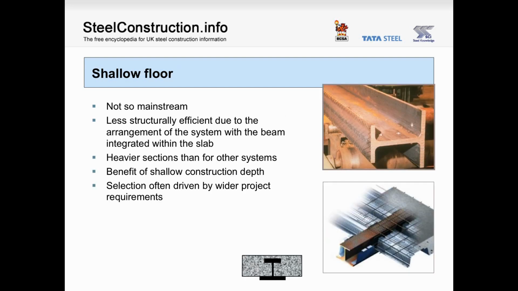The final one of the three systems is the shallow floor system. It's not so mainstream due to the fact that it's structurally less efficient than the other systems and therefore heavier. However, it does have the benefit of being shallow as it incorporates the beam within the slab. Its use is therefore often driven by limitations on floor zone depth for a building rather than structural efficiency.